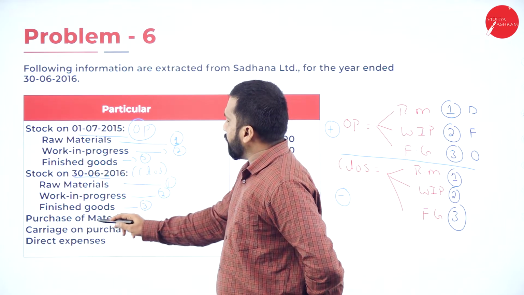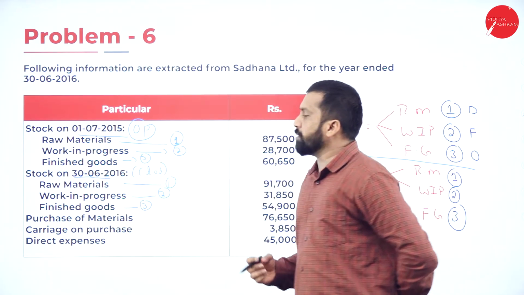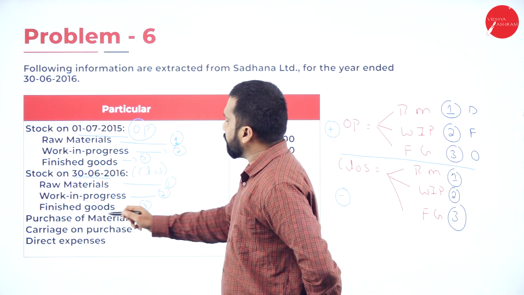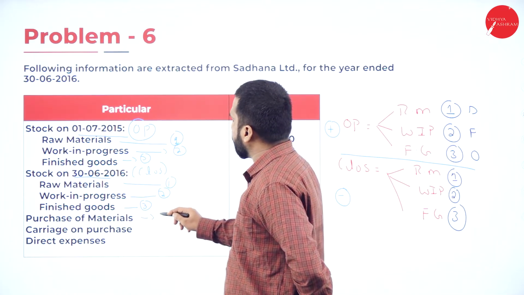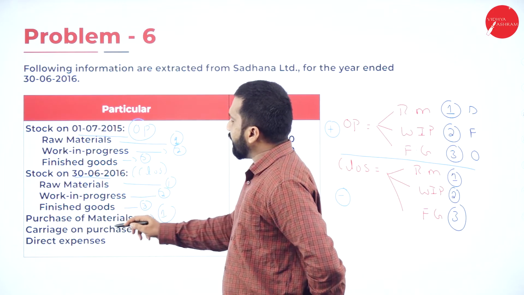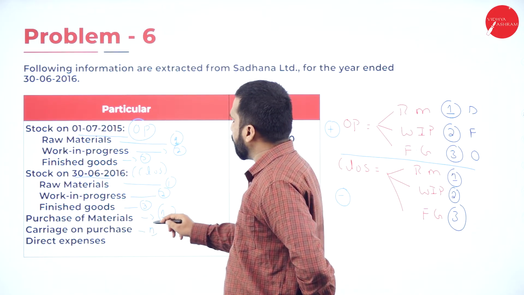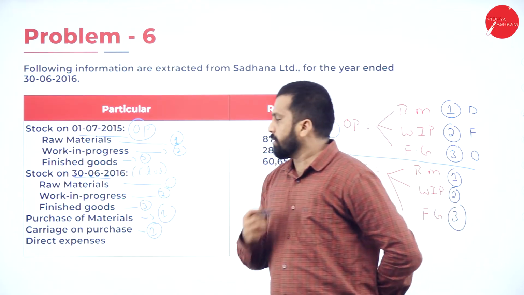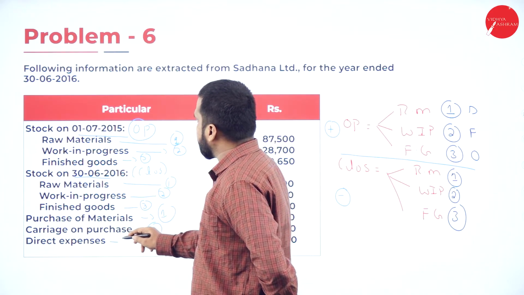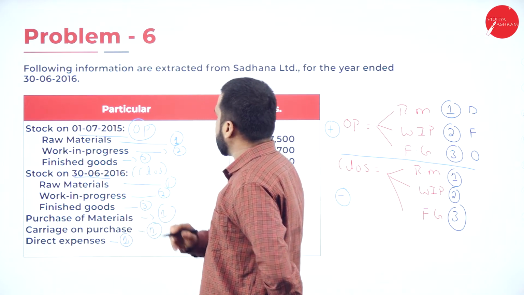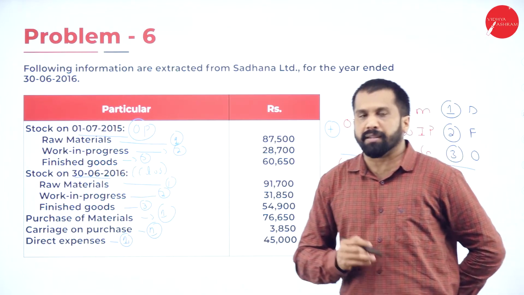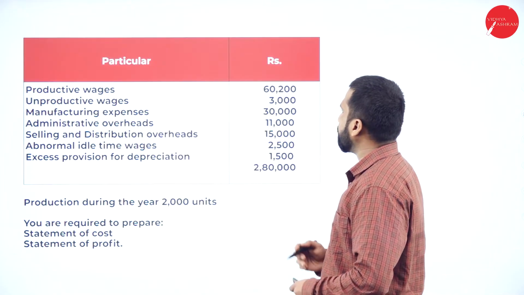Now, purchase of material. Purchase of material will go to where? 1. Carriage on purchases. Remember, carriage on purchases in the sense carriage inward. Then direct expenses also 1. Hope you are clear. So all these 1, 2 and 3 are done. We'll go for the next one.